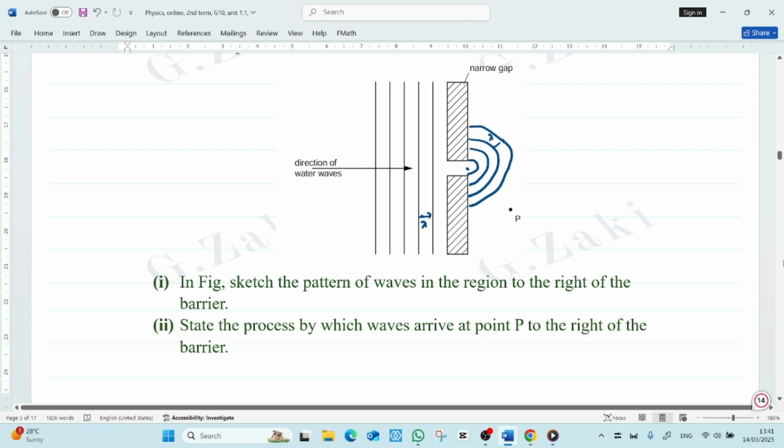State the process by which waves arrive at the point B. Of course, this is diffraction.